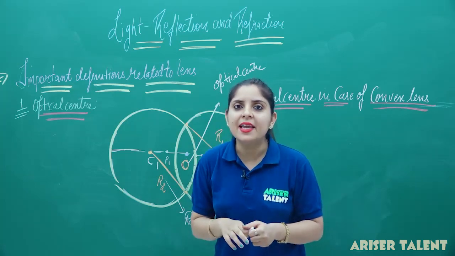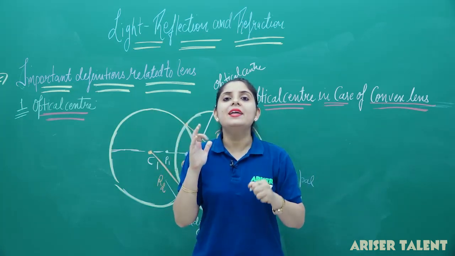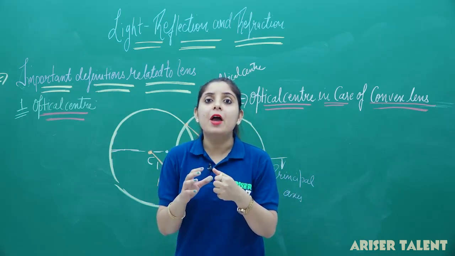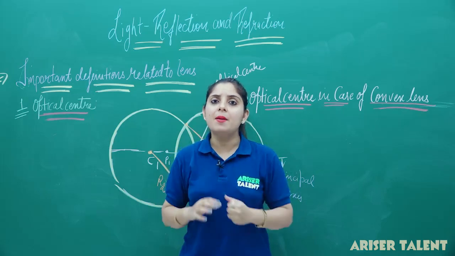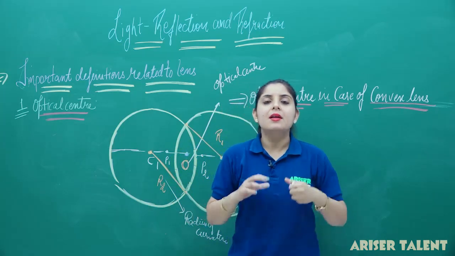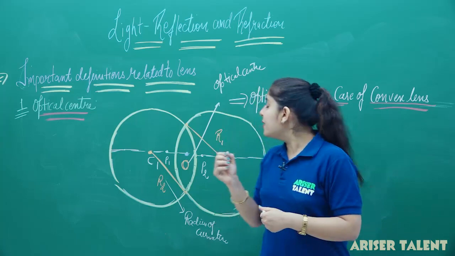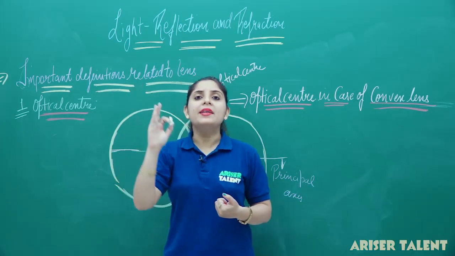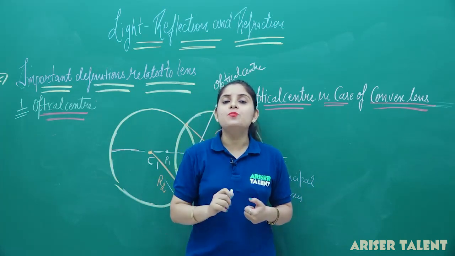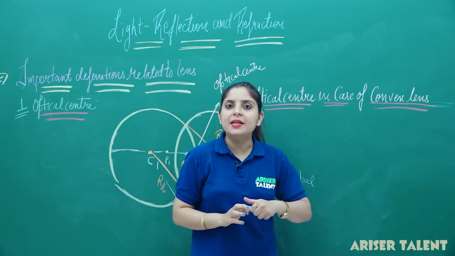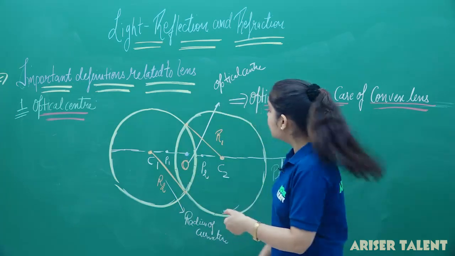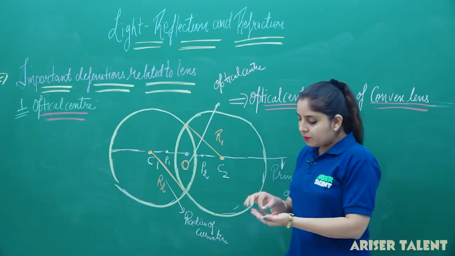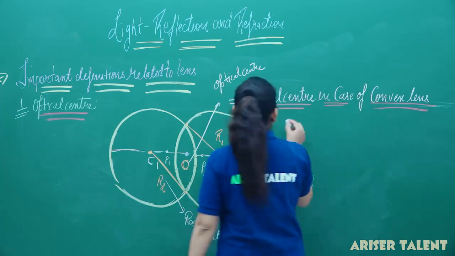I'm repeating once again, when a ray of light is incident on any lens, after refraction, we have seen that the incident and the emergent rays are parallel to each other. Then there is a point on the principal axis where the refracted ray is going to intersect, and this point will be known as the optical center of a lens and it is denoted by O. This is the symbol O, so this will be our optical center. So let's write the definition of the optical center of the lens.